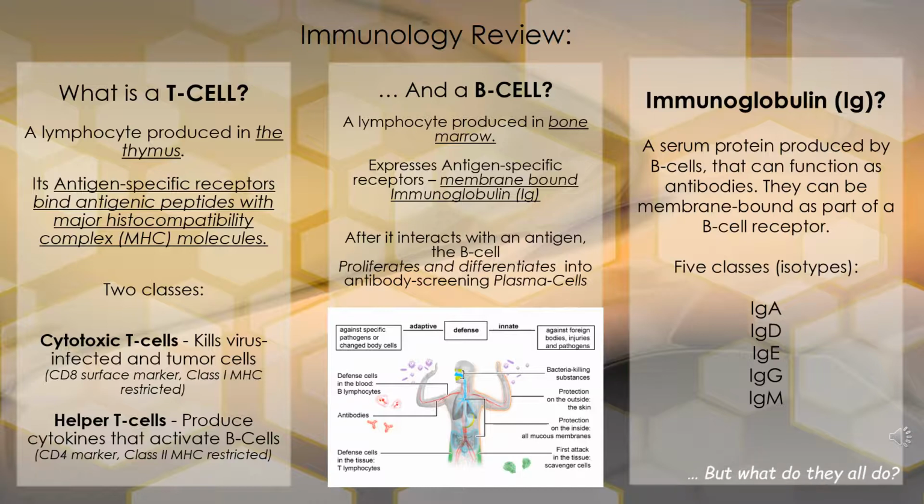Immunoglobulin, or Ig for short, is a serum protein produced by B cells that can function as antibodies. They can be membrane-bound as part of a B cell receptor. There are 5 classes, also known as isotypes. These include IgA, D, E, G, and M.